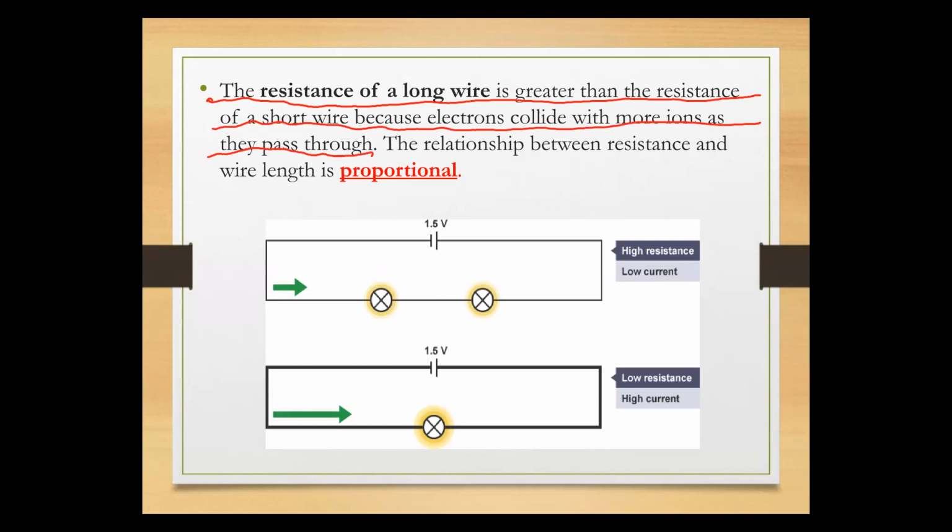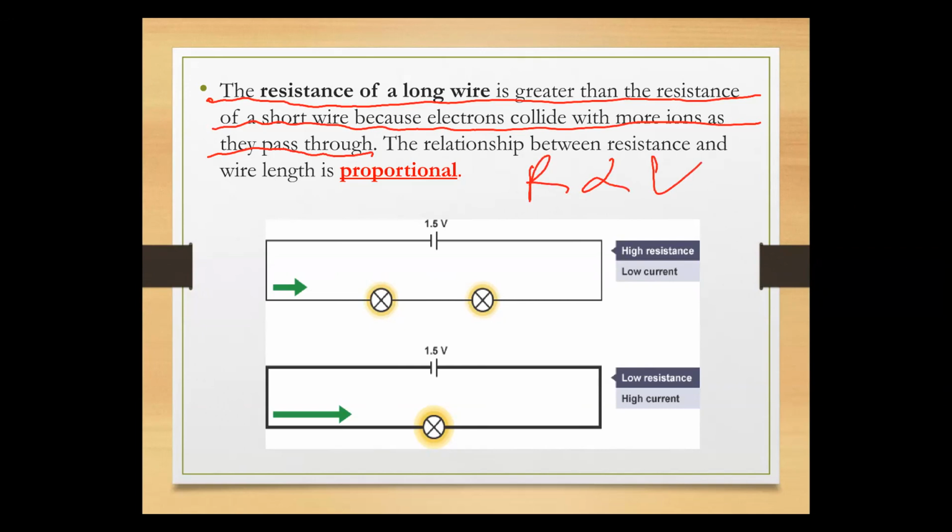It's because on a longer wire, there are more collisions with more ions as they pass as compared to a shorter wire. So the relationship between resistance and the wire's length is proportional. In other words, resistance is directly proportional to length, right?